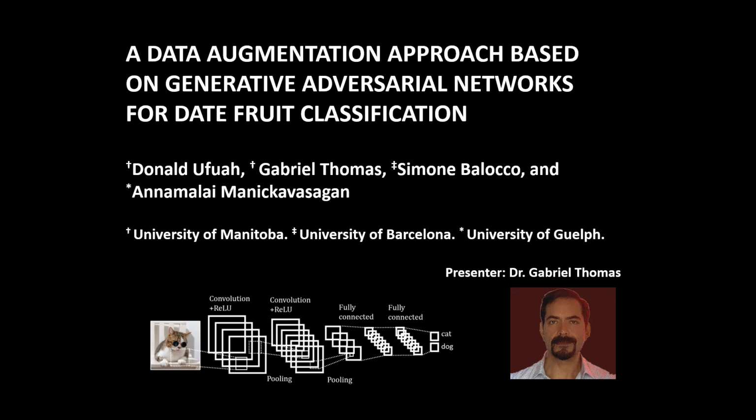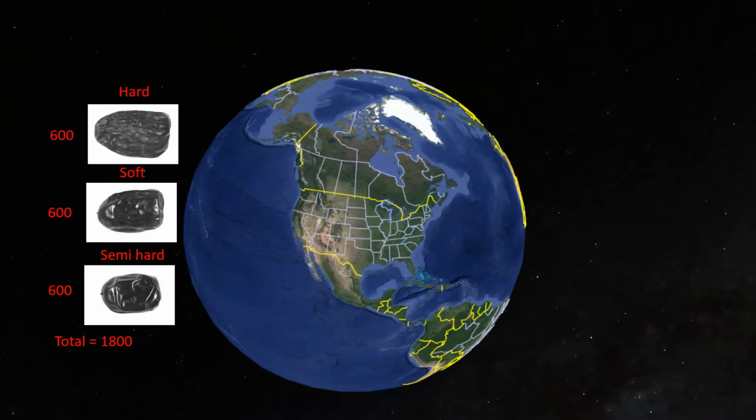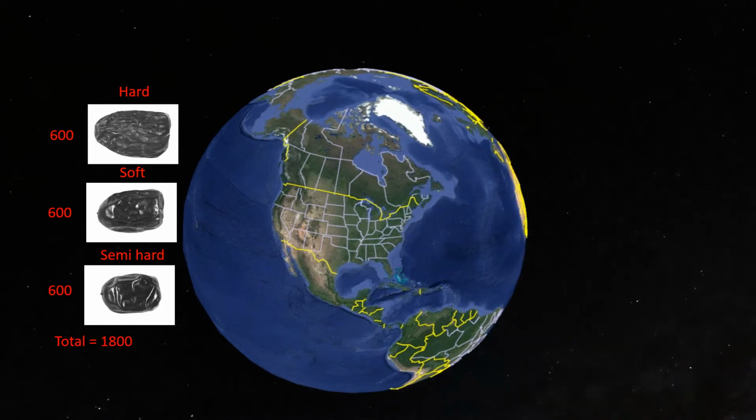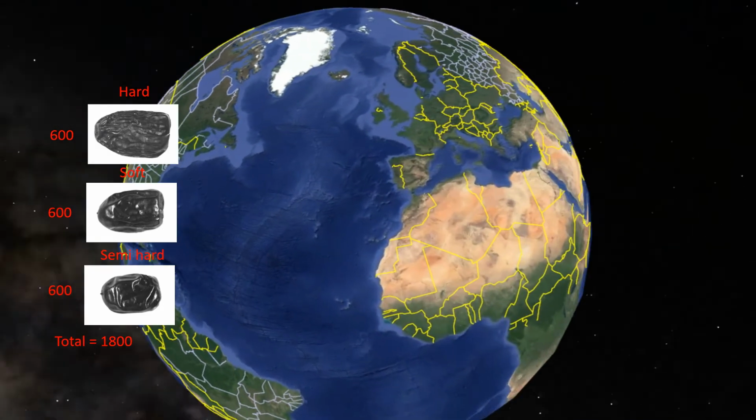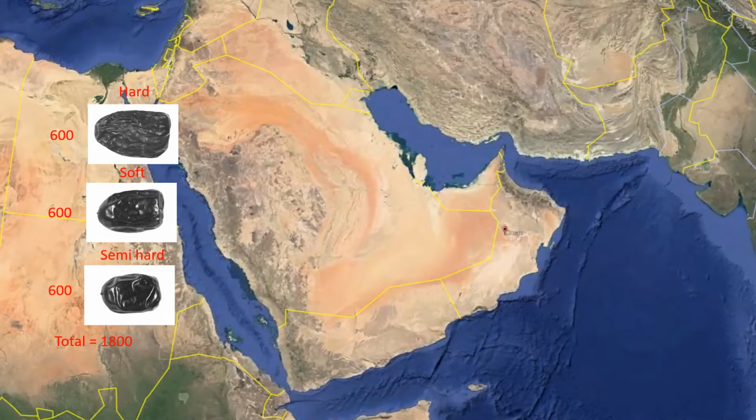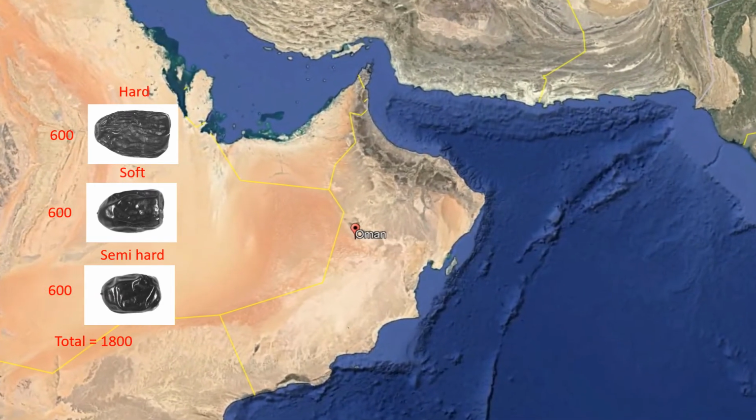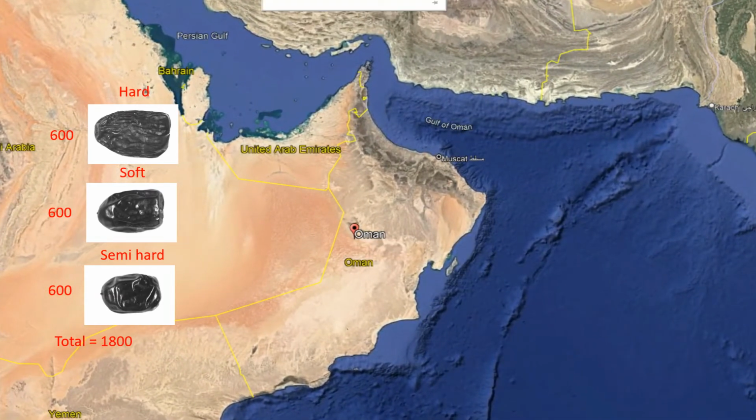Welcome to the presentation. We proposed an approach to classify date fruits using deep learning techniques. Our objective was to classify date fruits into three classes: hard, soft, and semi-hard, collected in Oman. Our dataset consisted of 600 images per class for a total of 1,800.